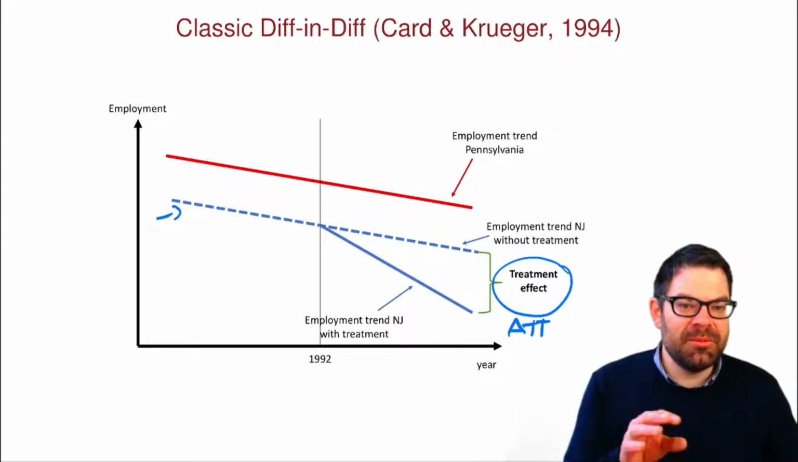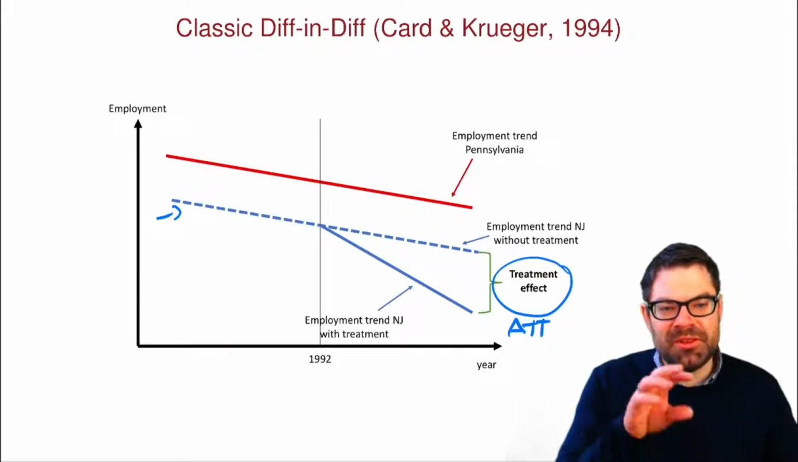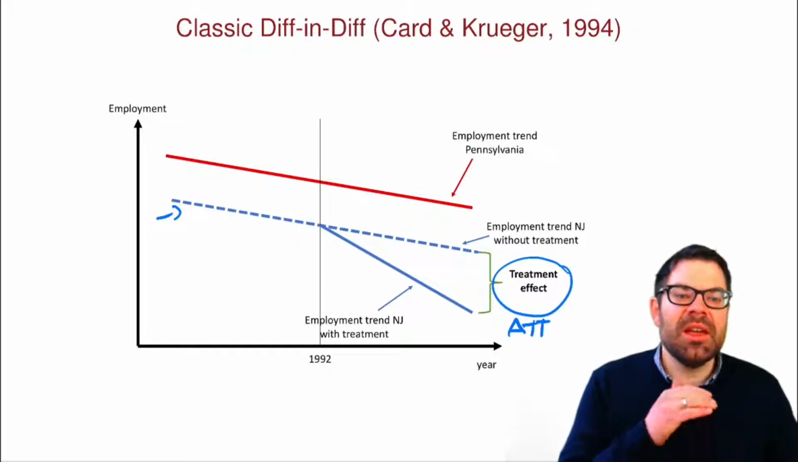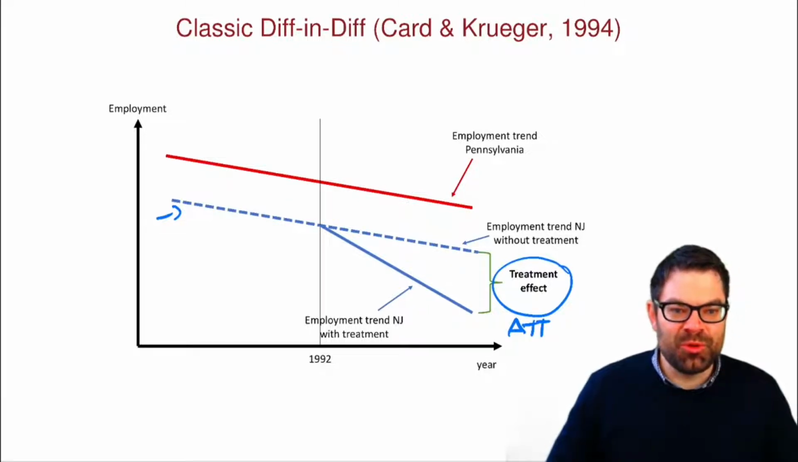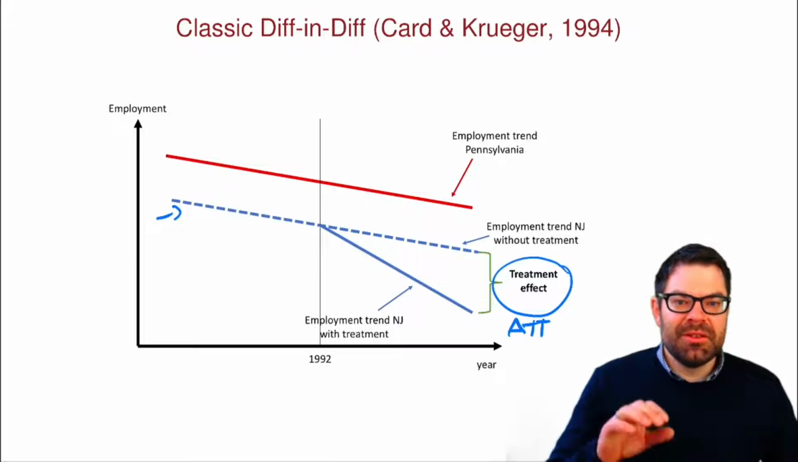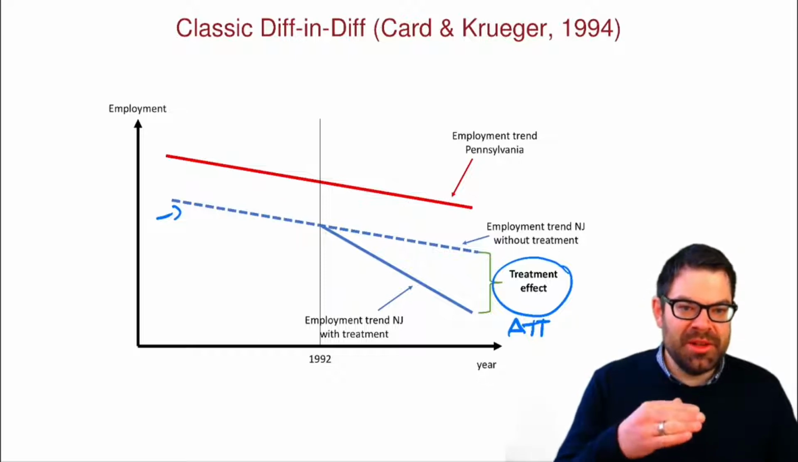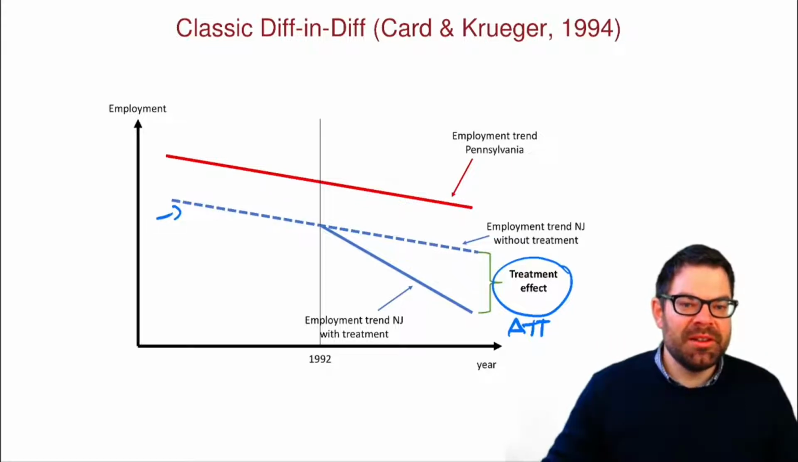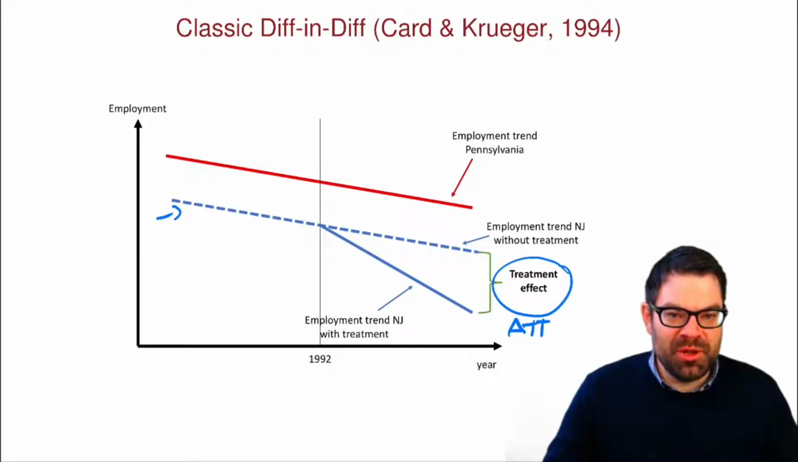So we do not use difference in difference to estimate some average treatment effect, because we cannot extrapolate obviously here from New Jersey to any other state in the United States, at least not with this type of approach. So that's the effect that we're interested in, that difference between the employment level that we see given that we have a minimum wage relative to the employment level in the counterfactual world without the minimum wage.